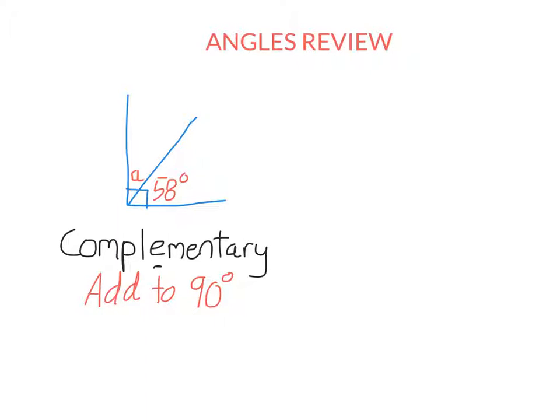So these two angles, A and 58 degrees, add up to 90. So we can easily figure out the value of A. We have A plus 58 degrees equals 90. So of course, A will just be 90 minus 58, which is 32 degrees. How easy is that? Now we'll take a look at supplementary angles.